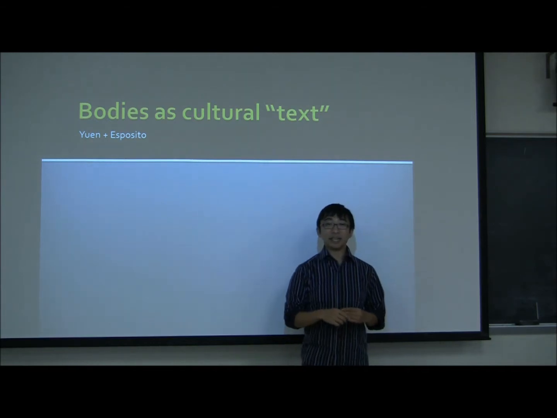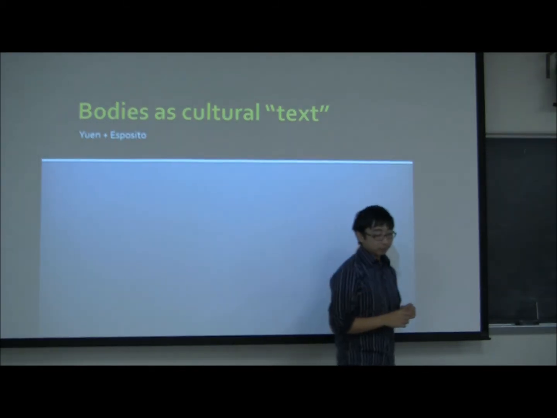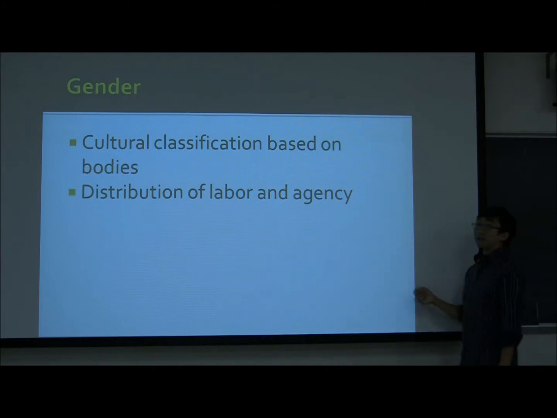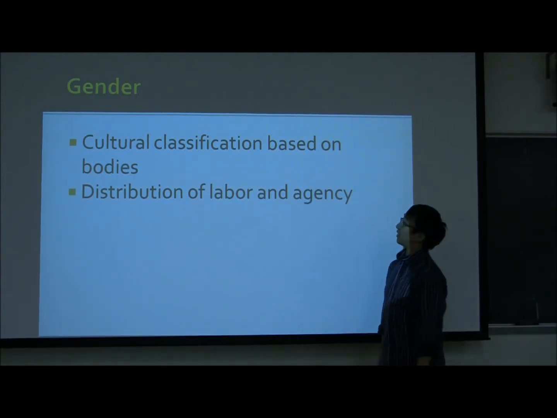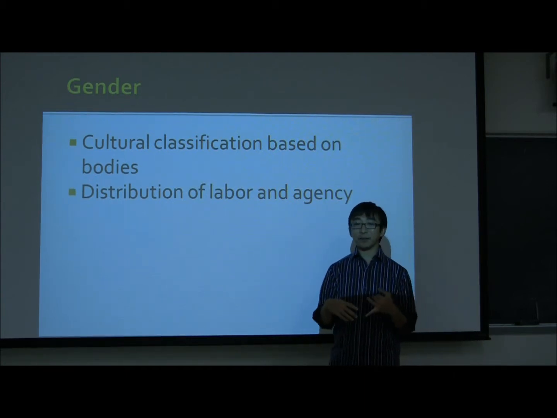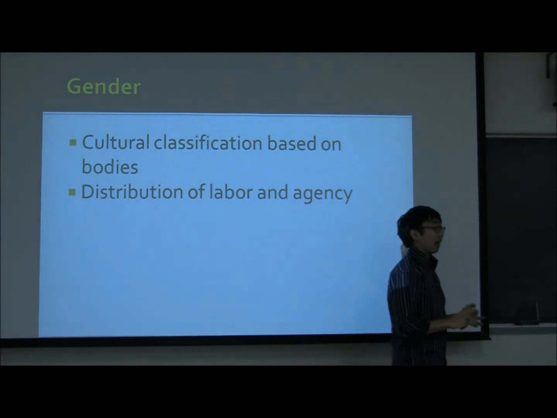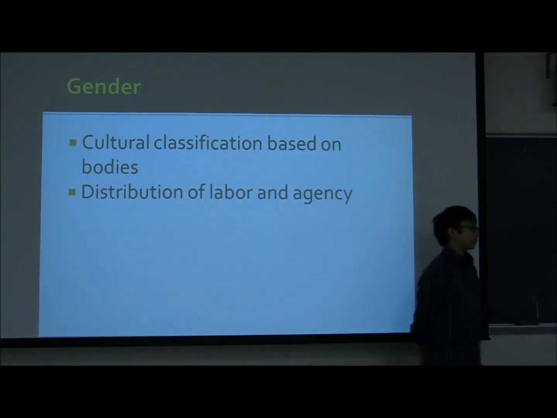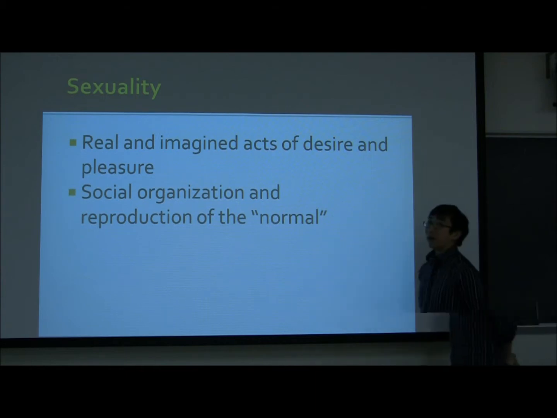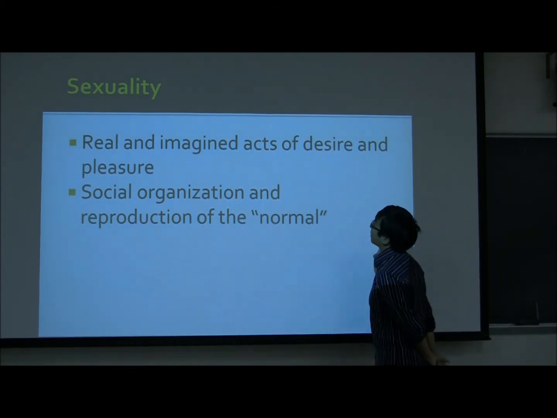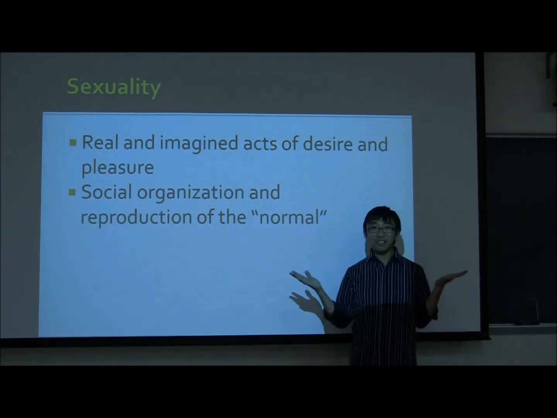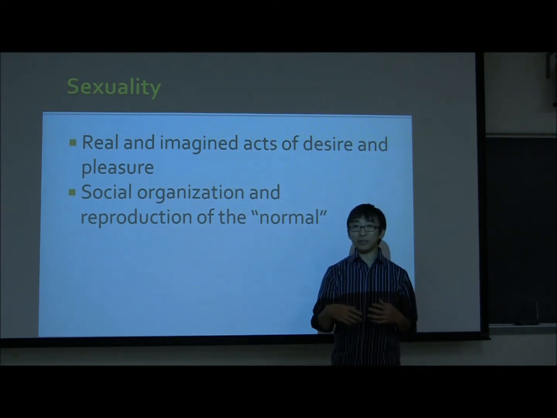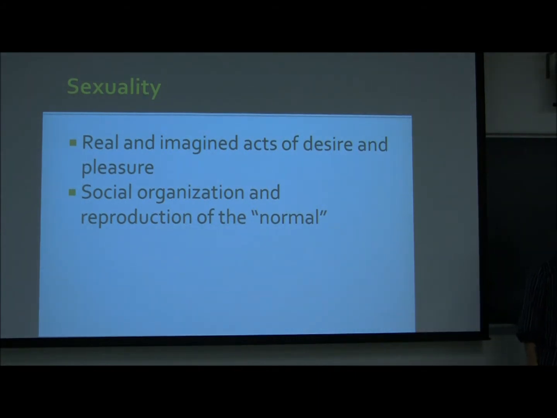So here we're looking at a connection between Nancy Young's article and Jennifer Esposito's article. And to continue thinking intersectionally, I also want us to remember our definition of gender, which appears to us as the cultural classification based on bodies that goes beyond our bodies to also refer to appearances and practices and all sorts of things that we gender. And structurally relates to the distribution of labor and agency. I also want us to think intersectionally about race and sexuality. Sexuality, which appears to us as real and imagined acts of desire and pleasure, sex. But at its structural level, refers to forms of social organization and the way that we reproduce the normal.